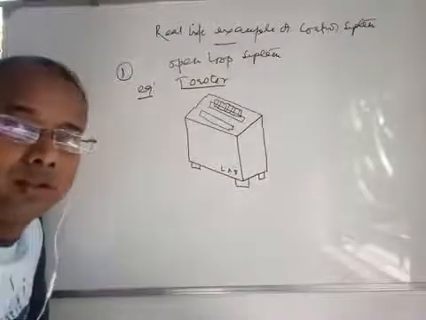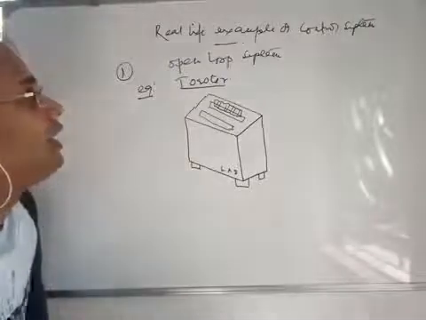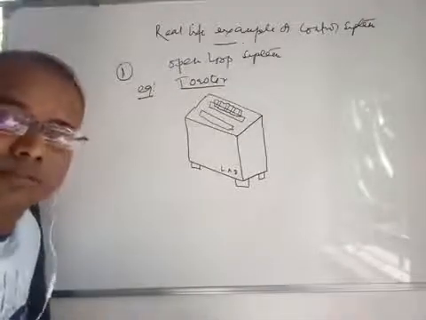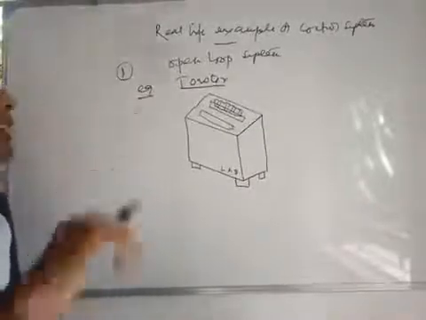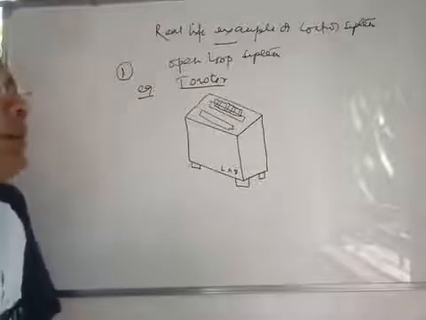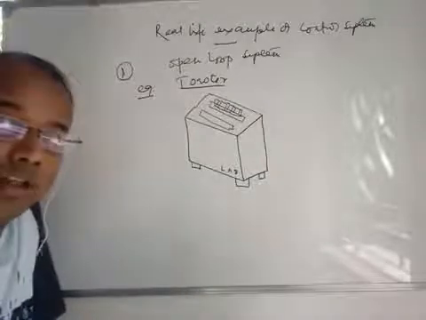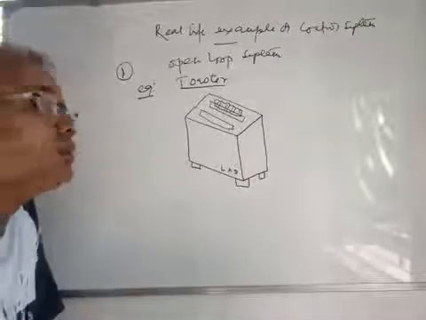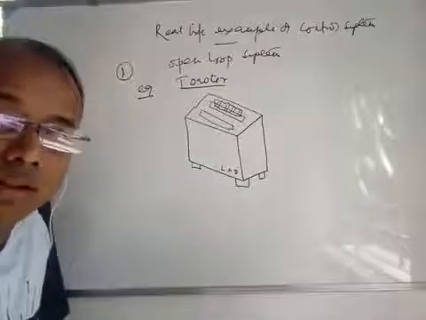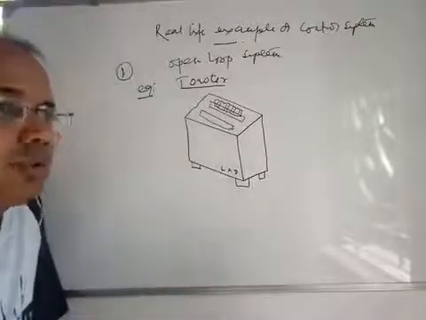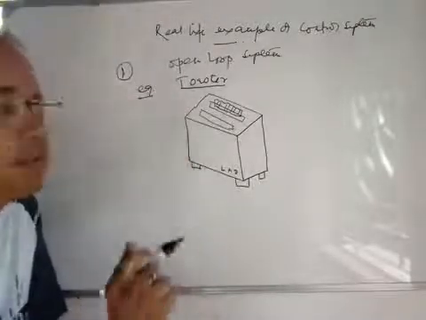Good morning. As I have declared in the last lecture, in this lecture I will give some real life examples of control systems. Normally, we are already familiar with two control system terminologies: one is known as open loop system, and the other is known as closed loop system. So here we will give one or two examples of open loop systems as well as closed loop systems.